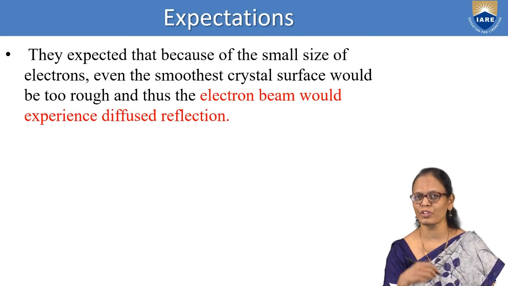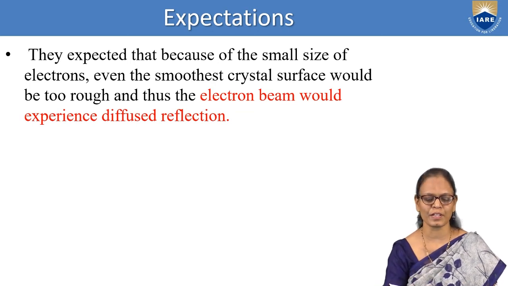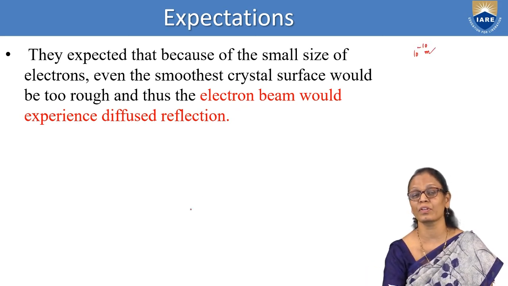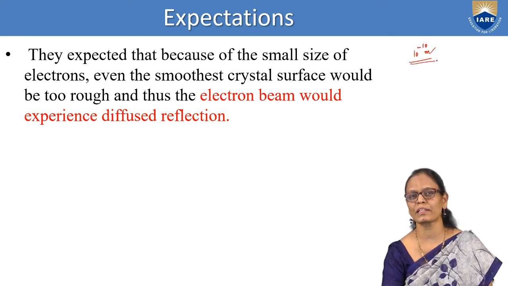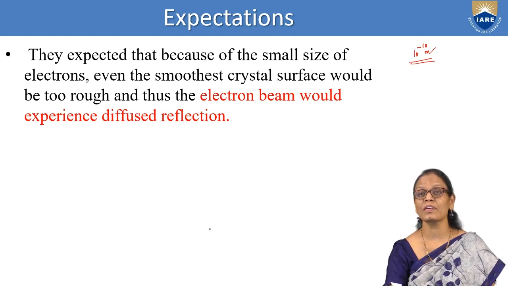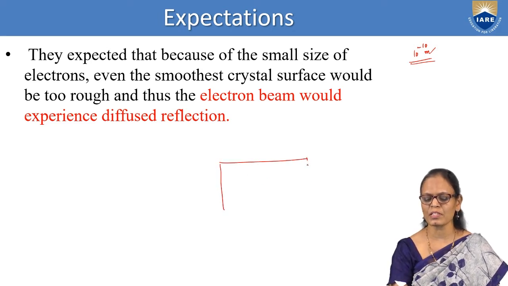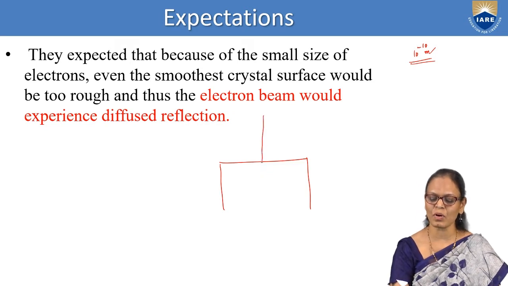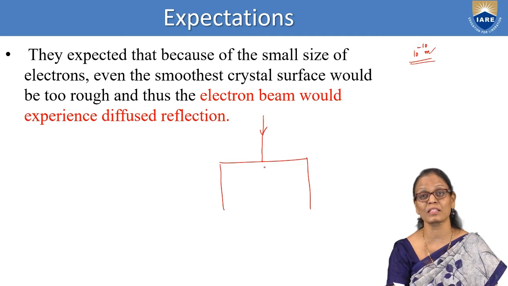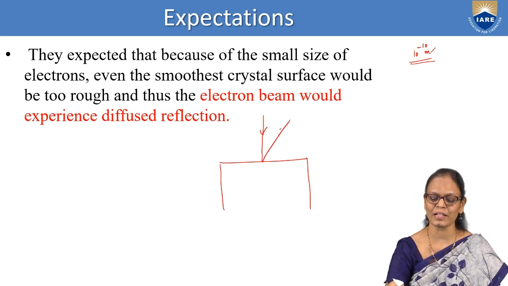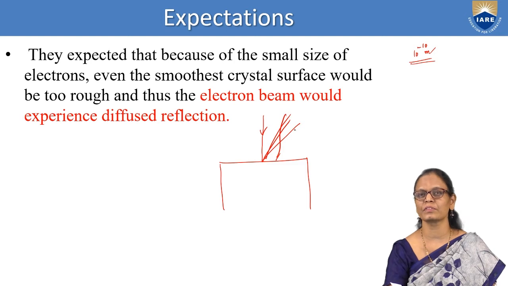Now, what was his expectation? I told you, for every experiment we will have an expectation. What he expected is that, because of the small size of electrons, of the order of 10 power minus 10 meter on average, even the smoothest crystal surface would be too rough. Even if the surface is very smooth, because the size of the electrons bombarding it is very small, the surface may be too rough and the electrons may experience diffused reflection, meaning they may go in different directions. That is what he expected.